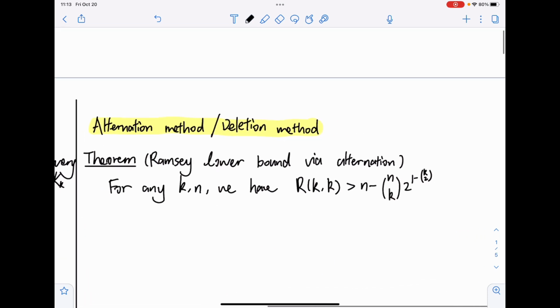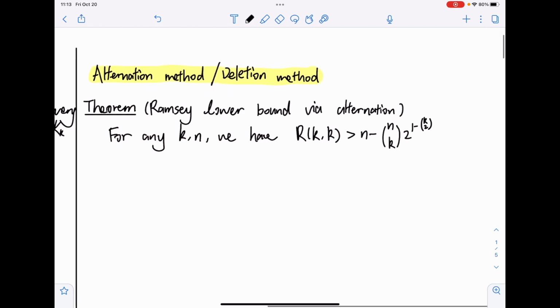And then we're going to talk about another method, which is called the alteration method. And what is an alteration method? Instead of taking a random coloring and analyzing it, we first randomly color it, and then we fix some undesirable features. This is called the alteration method. So you can see that after randomly coloring it, we delete something. So it's also called the deletion method.